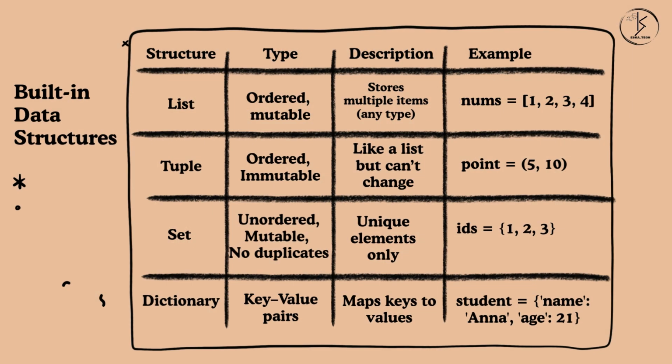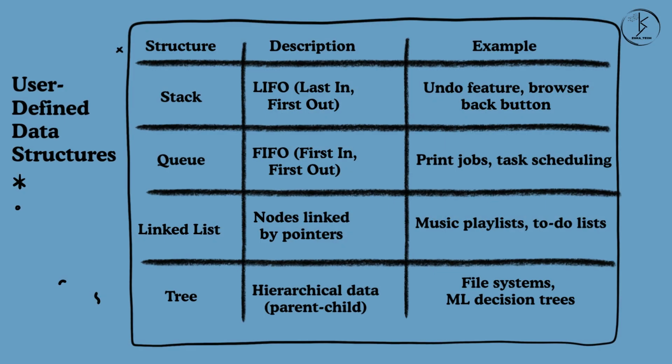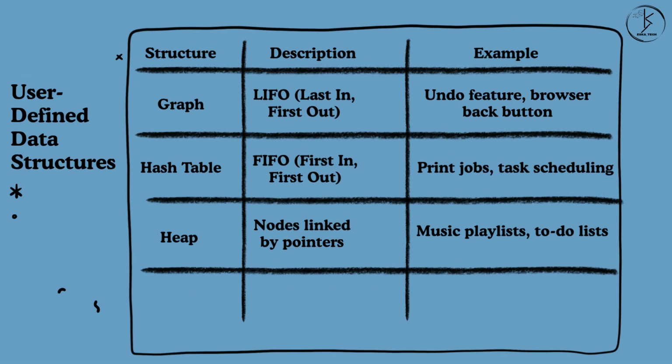Built-in data structures are list, tuple, and dictionary. User-defined data structures are stack, queue, linked list, tree, graph, hash table and heap. You can go through this and follow the table to understand the features.